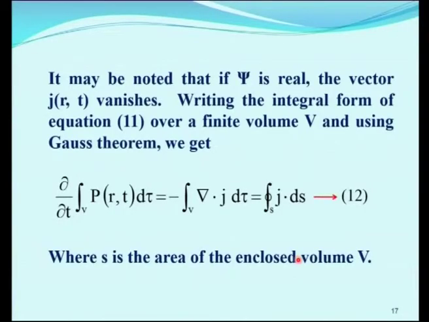It may be noted that if ψ is real, the vector j(r,t) vanishes. Writing the integral form of equation 11 over a finite volume V and using Gauss theorem, we get ∂/∂t of the integral over V of ρ(r,t) dτ is equal to minus the integral over V of ∇·j dτ, which is equal to the closed surface integral of j·dS, where S is the area of the enclosed volume V. This result suggests that any decrease in probability in a region is accompanied by an outflow of probability across its surface. In other words, if the probability of finding the system in some region increases with time, the probability of finding the system outside decreases by the same amount.